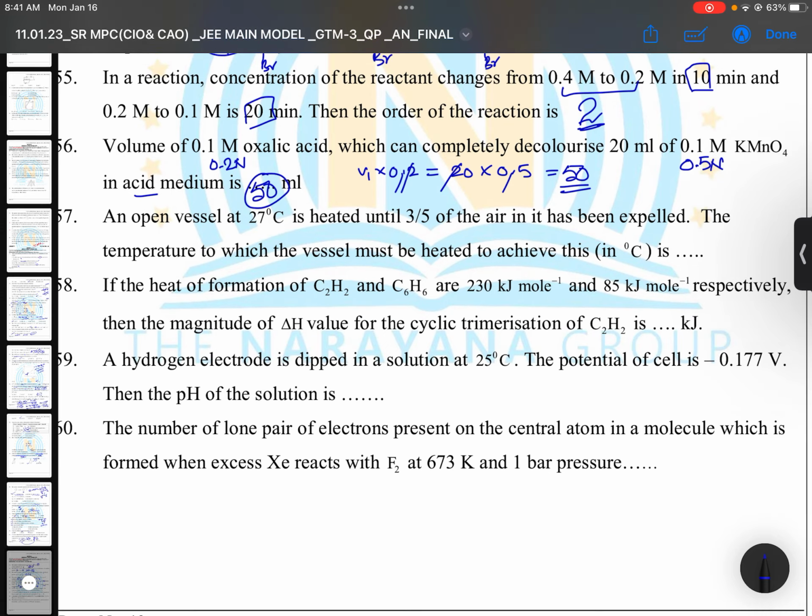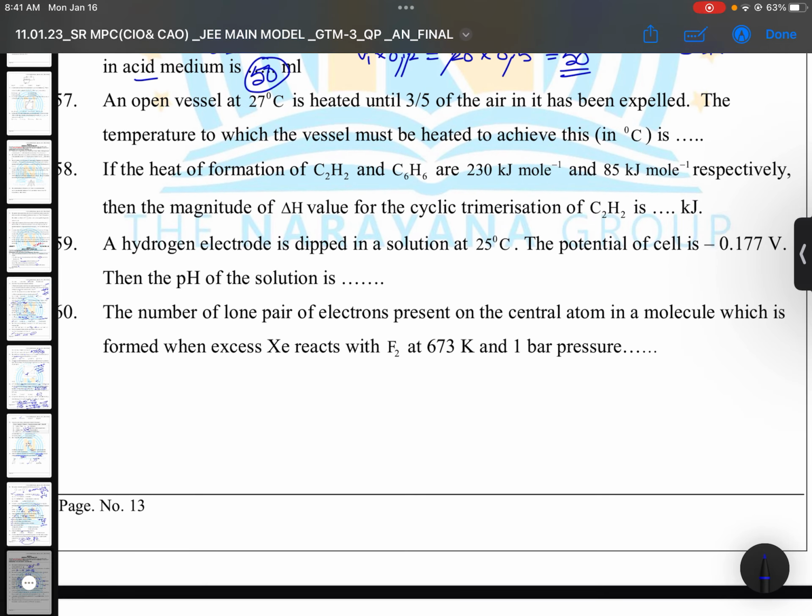An open vessel at 27 degrees Celsius is heated until 3/5 of the air in it has been expelled. Open vessel means PV is constant. So N1 T1 is equal to N2 T2. N1 is 1, temperature is 300, N2 is 3/5 is gone, so remaining is 2/5 by T2. So T2 is equal to 1500 by 2, 750 Kelvin. He is asking degree Celsius, minus 273. Approximately how much it is? 477.